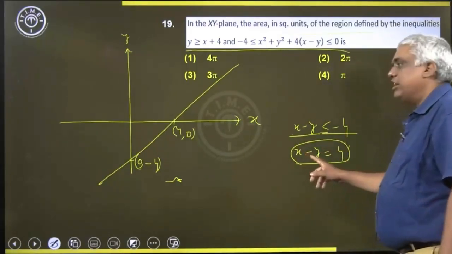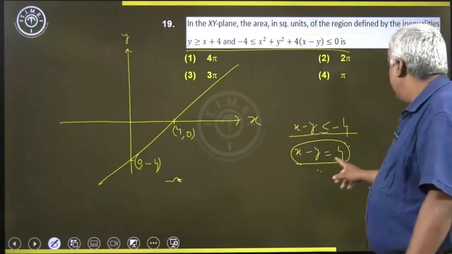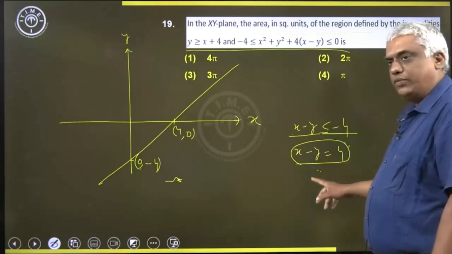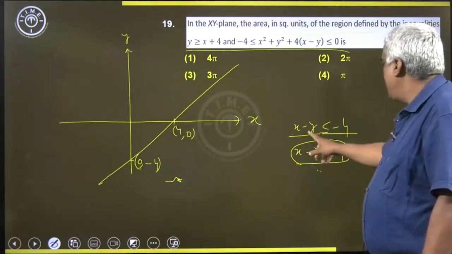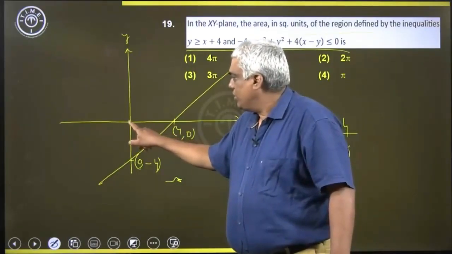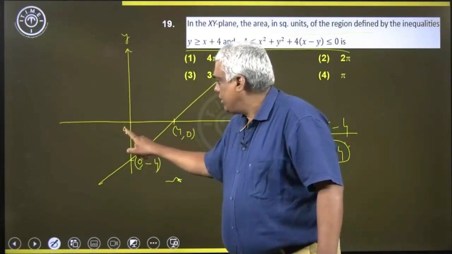We have x minus y is 4. So, we have to plot x minus y less than or equal to 4, right? Now, put x equal to 0, 0. This point is 0, 0, right?